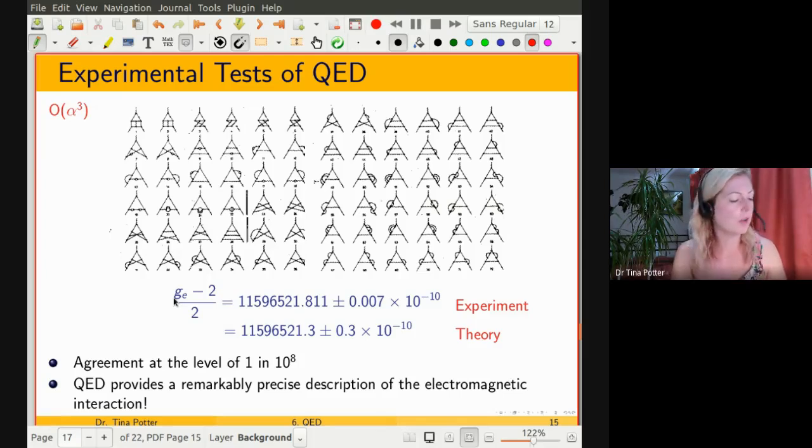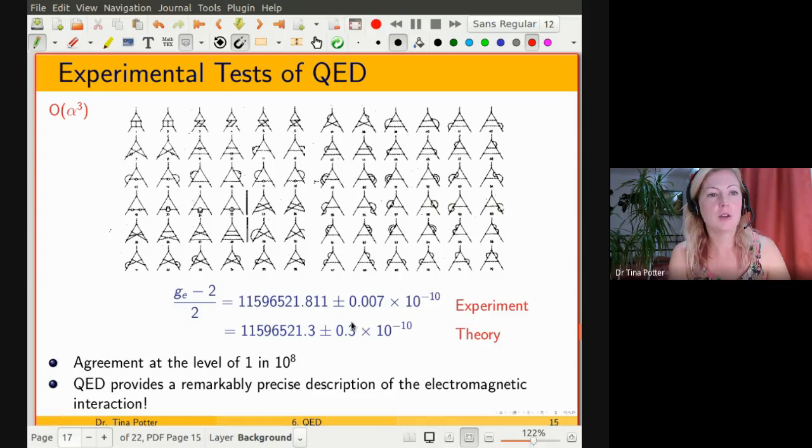Our first order diagram should just give a g of 2, but the higher order diagrams contribute a very small amount and actually change this. So experimentally, we measure this to very high precision as, let me try and get this right, 11,596,521.11 plus or minus 0.007 times 10 to the minus 10. So this is what we measure very, very accurately from experiment. So g should deviate from 2 by roughly orders of 10 to the minus 6, but we measure it to very high precision, so we write it like this. Now, QED makes a prediction of this as well. You can also use QED to calculate how far away you would expect g to deviate from 2 based on all of these higher order diagrams. QED agrees with experiment to the level of 1 in 10 to the 8, which is incredibly precise.